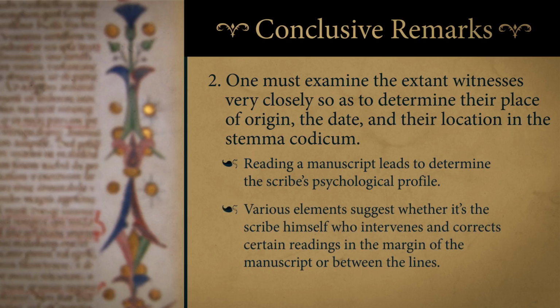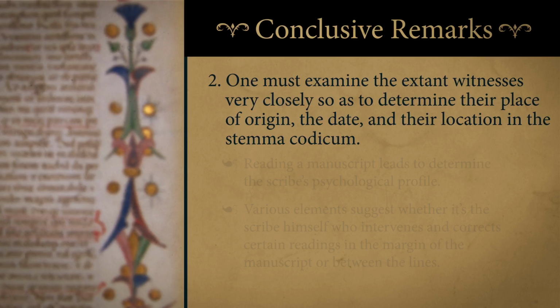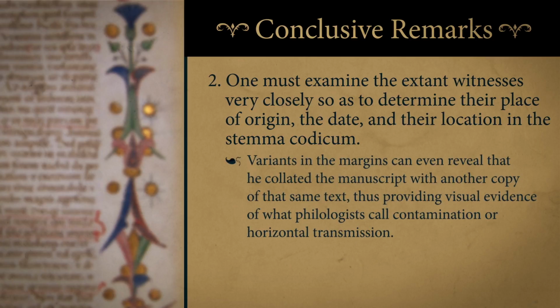Various elements suggest whether it's the scribe himself who intervenes and corrects certain readings in the margin of the manuscript or between the lines, marginalia and interlinear corrections respectively, as I said before. Variants in the margins can even reveal that he collated the manuscript with another copy of that same text, thus providing visual evidence of what philologists call contamination or horizontal transmission, versus vertical transmission, that is, from the higher to the lower level of the family tree, as one would hope, to keep things simple.